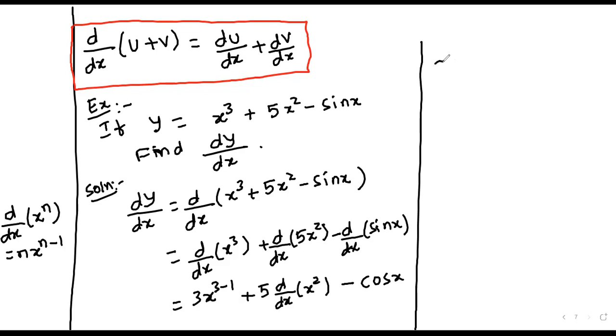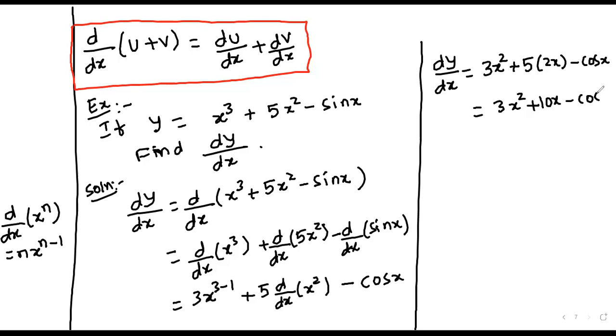So we can say dy by dx equals 3x square plus 5 times 2x minus cos x. That is nothing but 3x square plus 10x minus cos x. Is it fine? Like this we will find it.